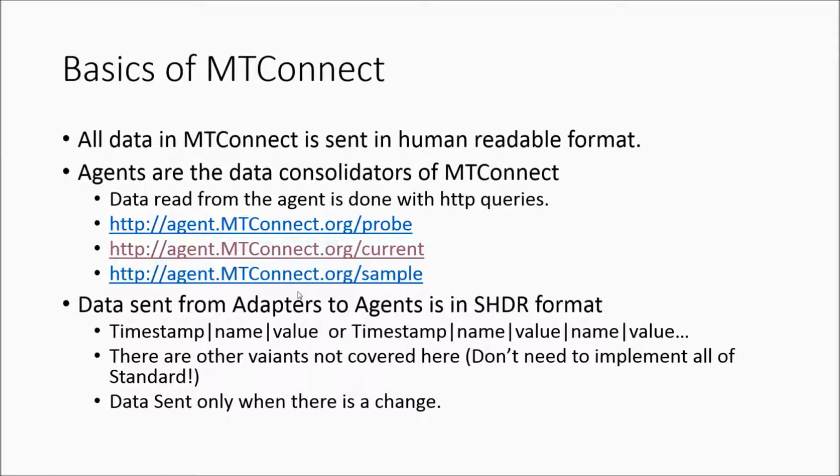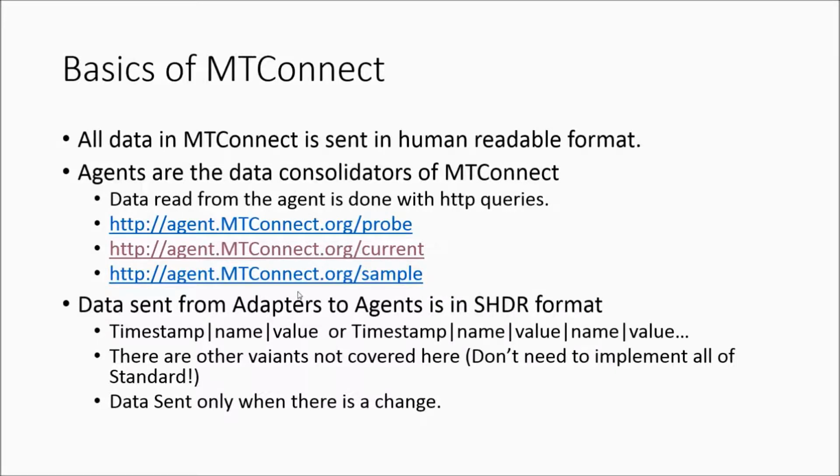So agents are that middle piece that I showed. Those are the data consolidators of MTConnect. They take data which is pushed from the adapters, and they log it in a database and then make that data available to the apps or the clients. They make it available through a web HTTP format.